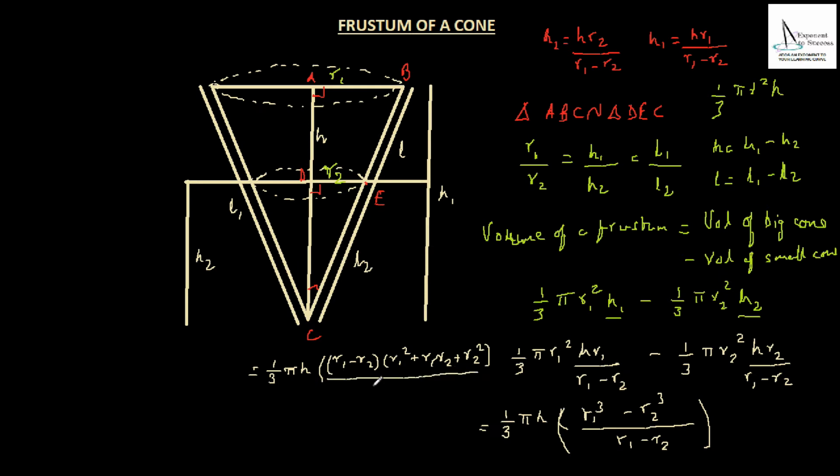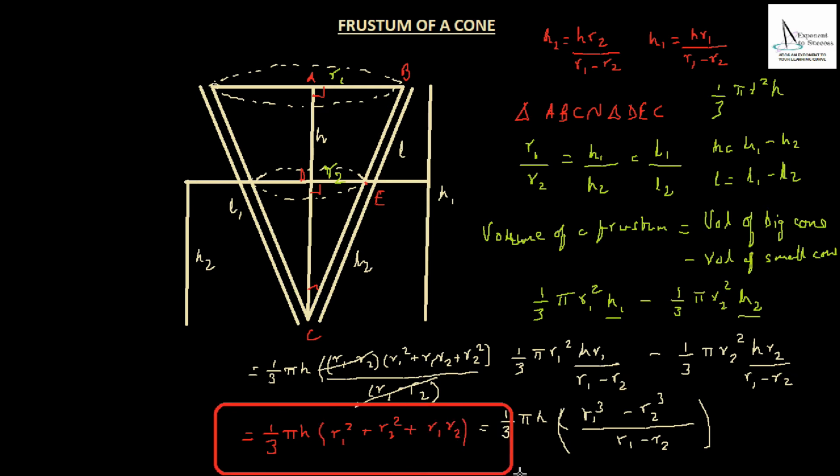Now r1 minus r2 is common in both the numerator and denominator, so we can cancel that out, and what we are left with is 1 by 3 times pi h, and inside the brackets we've got r1 square, plus r2 square plus r1 times r2. So what we have got here is called the volume of a frustum, my friends, that it's going to be 1 by 3 pi h times r1 square plus r2 square plus r1 r2. Now this is just about the volume.